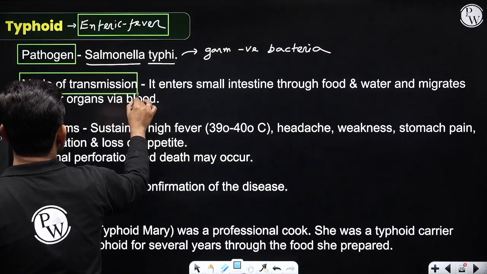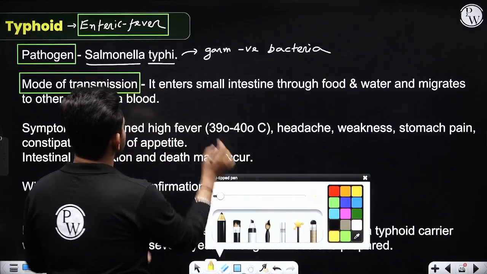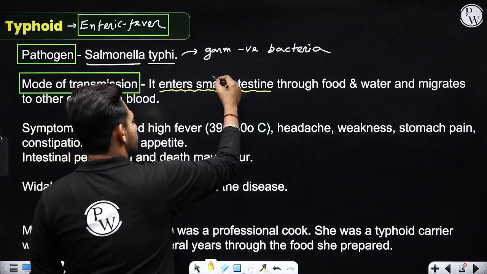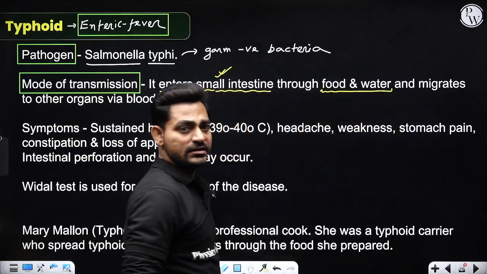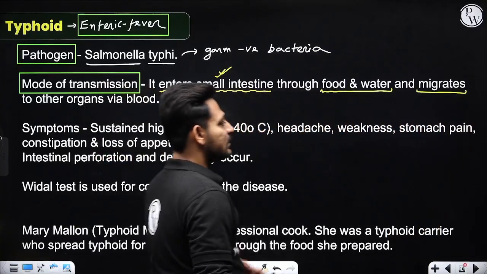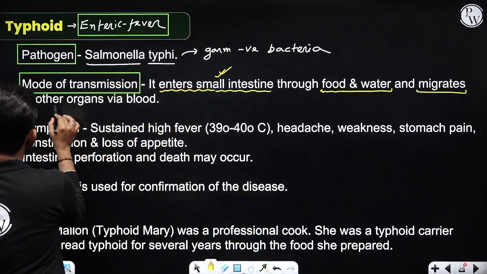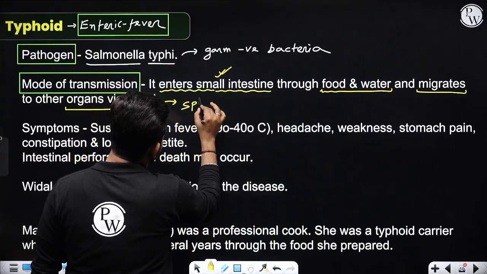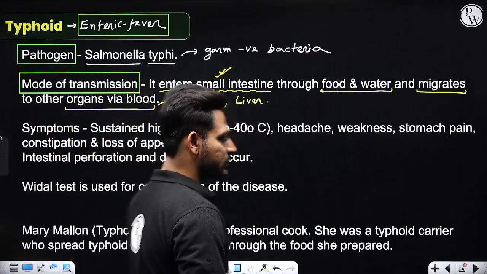Mode of transmission, how we get this infection of Salmonella? It enters into the small intestine, this is the primary site of attack, through food and water. So basically it's food or waterborne, and then it eats upon the tissue of our intestine and migrates to other organs via blood, like the spleen and liver, right?